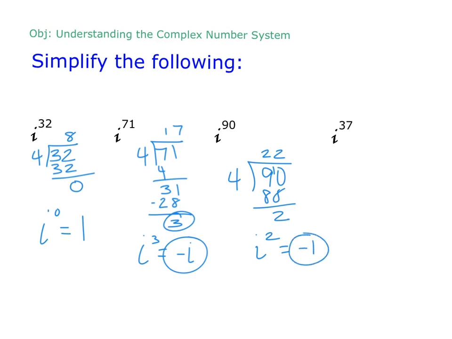i to the 37. Another way to think about it is just i to the 36th times i. i to the 36th is a multiple of 4, so it goes away. So we're left with i. Or 37 divided by 4 is 9. We have 1 left over. i to the first is just i.